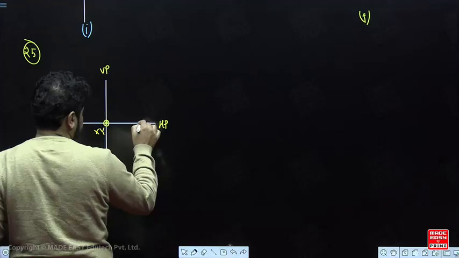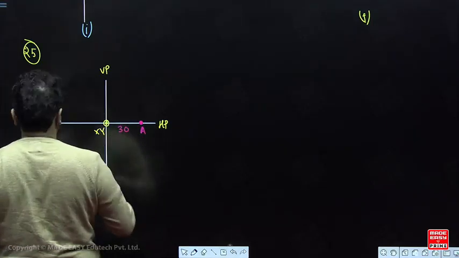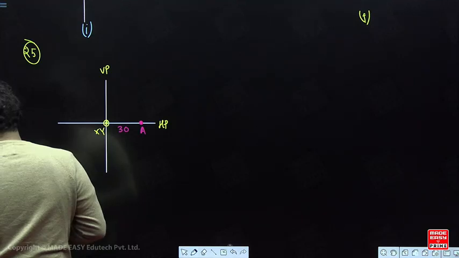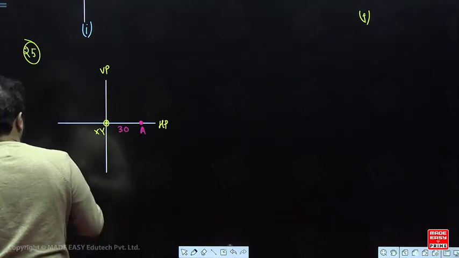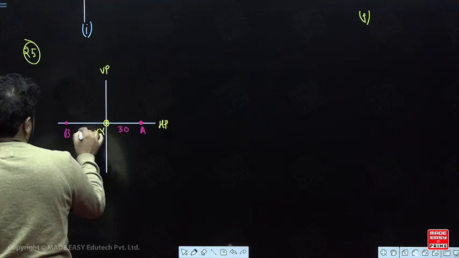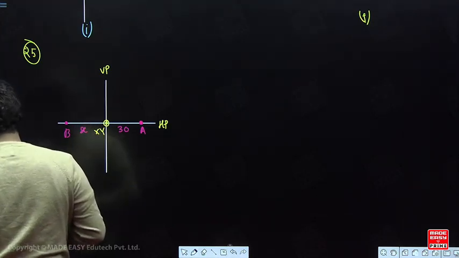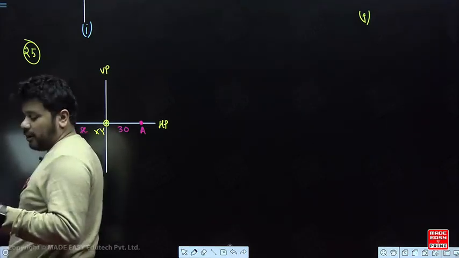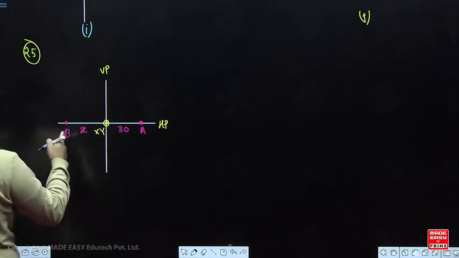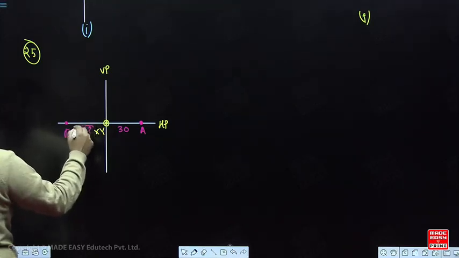The point A is 30 mm in front of VP while B is behind VP. So, how much distance it is not given, let us say it is x distance. The distance between their projectors is 75 and the line joining their top views makes 45°. So, they are asking what is the distance of point B from VP, the value of x.